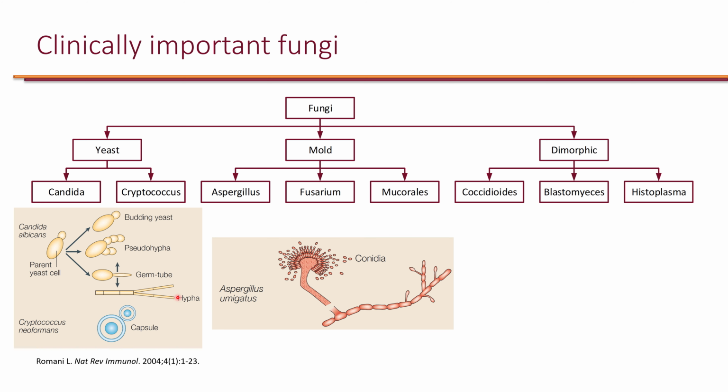Now, molds are also composed of tubular structures called hyphae, but they grow by branching and longitudinal extension, and their colonies typically appear fuzzy. Now, conidium, or conidia is the plural form, is an asexual spore usually produced at the tip or side of a hypha, and that's important in spreading this mold around. Now, the common molds that cause fungal infections include aspergillus, fusarium, and mucorales.